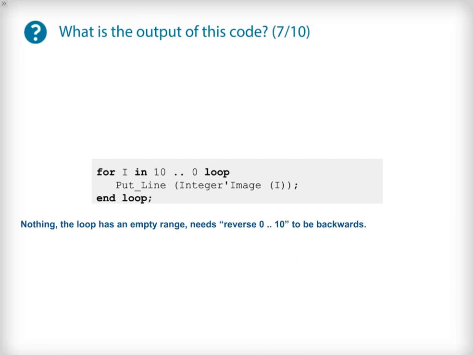Remember that the values for a range have to be given in incrementing order. Here, 10 to 0 is decrementing. So in Ada semantics, that means empty range. There is no statement from within the loop that will be executed here. The correct way of writing this loop, if I want to go from 10 to 0, is to say for I in reverse 0 to 10.